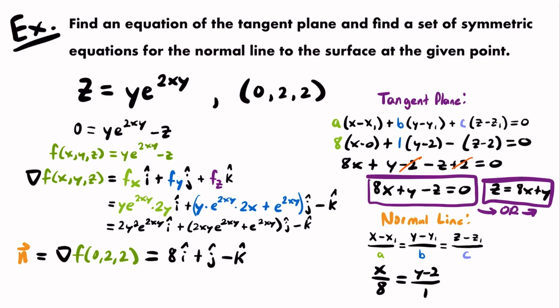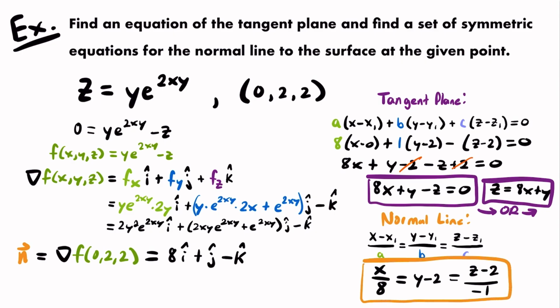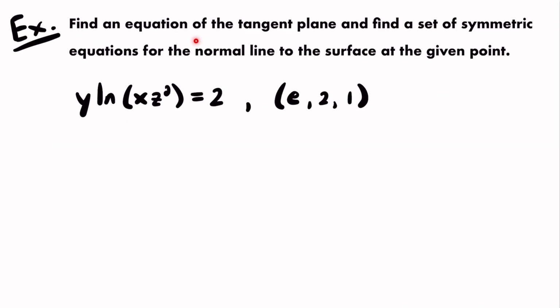So you could leave it like that, or you could just write it as y minus 2, because anything divided by 1 is itself, and that will be equal to z minus 2 divided by c, which is negative 1. And that right there would be the set of symmetric equations for the normal line to this surface at this point.